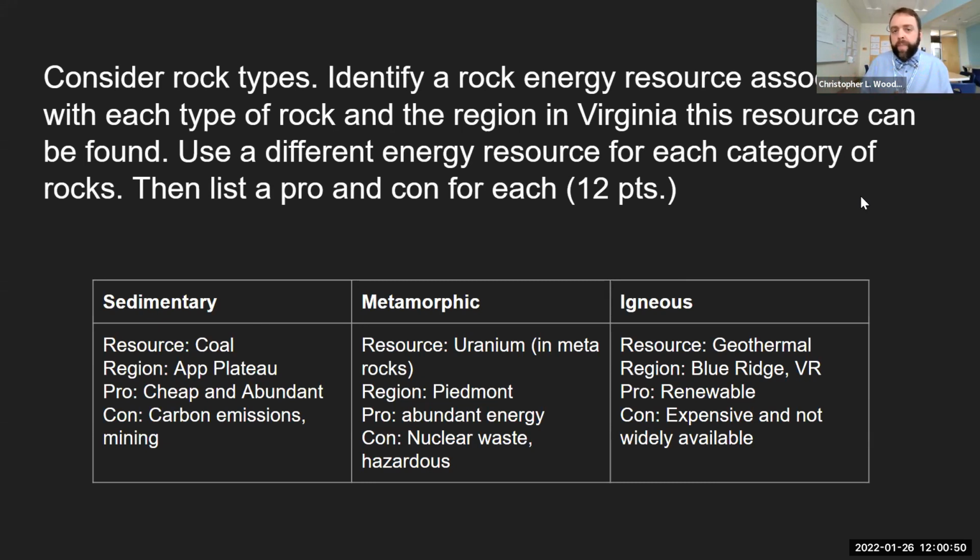Igneous one, the best answer here was geothermal energy in the Blue Ridge or the Valley and Ridge regions. The pro, of course, here is that it's renewable, but the con, we don't have much of that energy resource available. There's only a few very, very small contained areas where we have enough geothermal energy to do anything with here in Virginia. It's also very expensive to build.